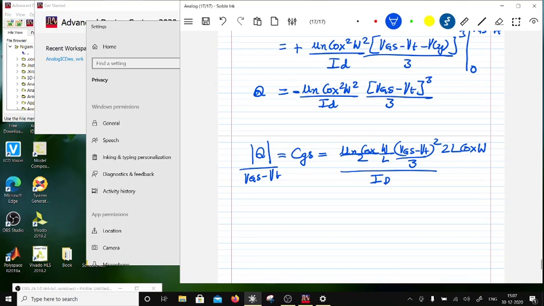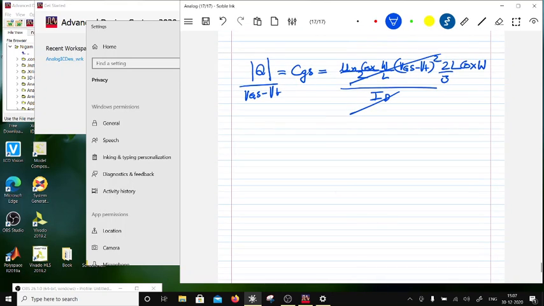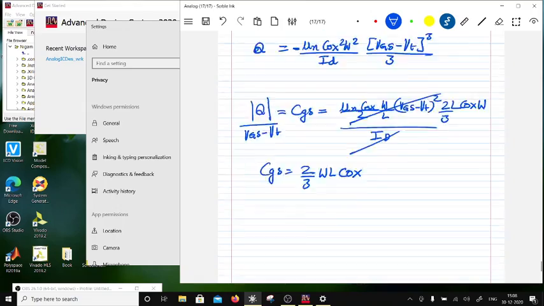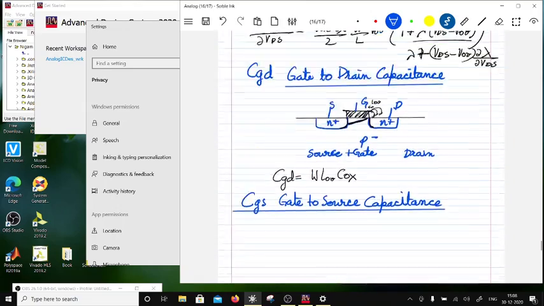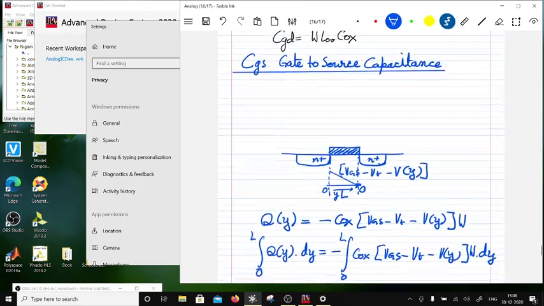So this 3 also I can take on separately. So in this case it will become 2 by 3 here. Okay, so this will become 2 by 3. So this term is same as this term. So I'm left with CGS is equal to 2 by 3 WLCOX. So this is my CGS. So with this I have found out the small signal components.